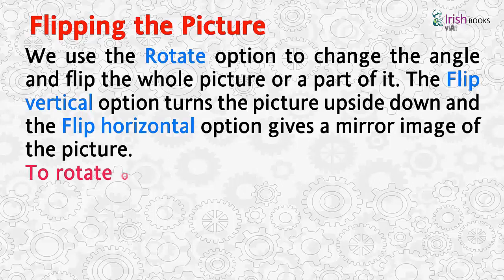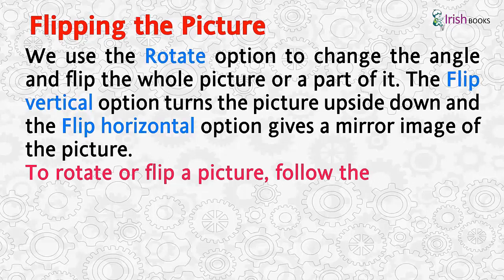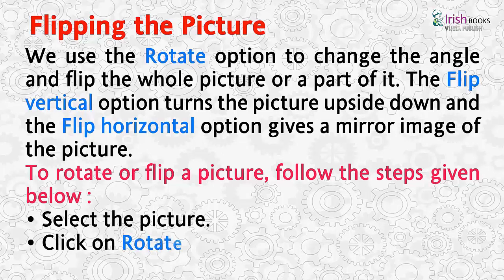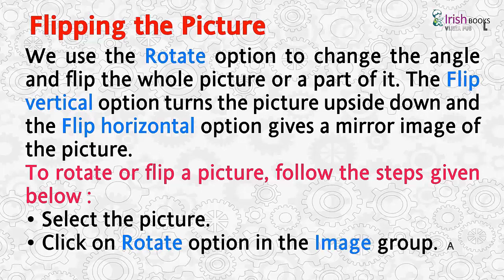Flipping the picture. We use the rotate option to change the angle and flip the whole picture or a part of it. The flip vertical option turns the picture upside down and the flip horizontal option gives a mirror image of the picture. To rotate or flip a picture, follow the steps given below. Select the picture, click on the rotate option in the image group.